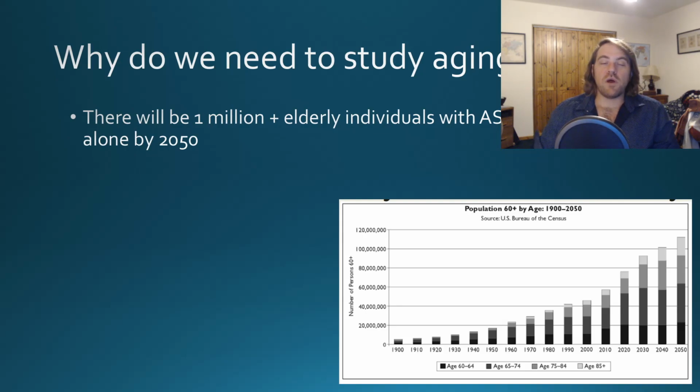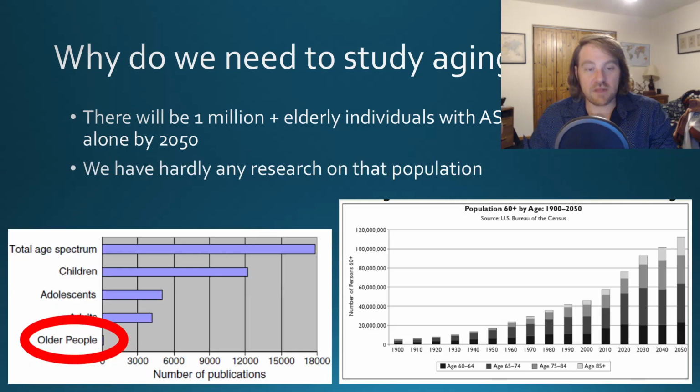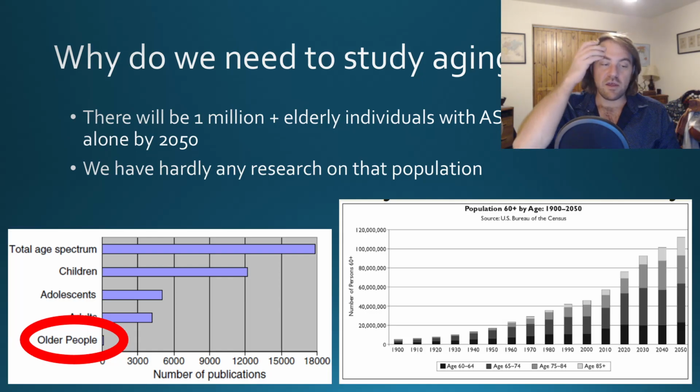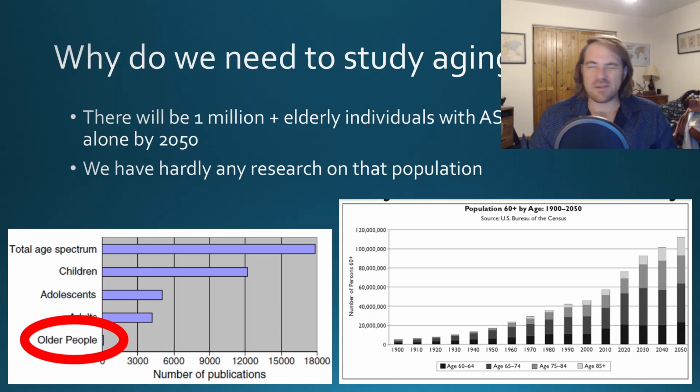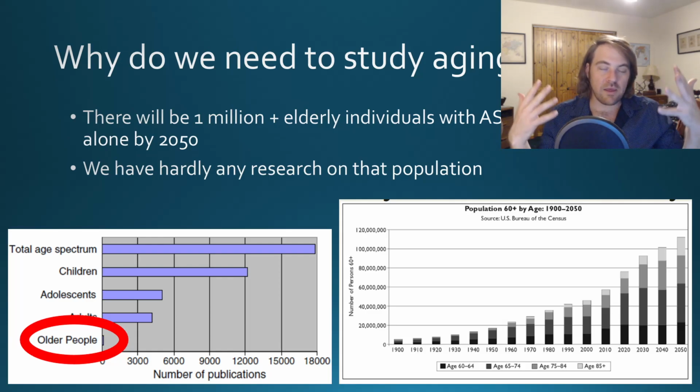Because there will be 1 million plus elderly individuals with ASD in the United States alone by 2050. Less than 30 years from now, 1 million elderly people with ASD. That's a lot. And we have hardly any research about them. This graph here is going to show we have a ton of research looking at children. There's a decent amount looking at adolescents. There's some looking at adults, and there's just this tiny little sliver looking at older adults. So essentially it's a population of people that we just don't know anything about.